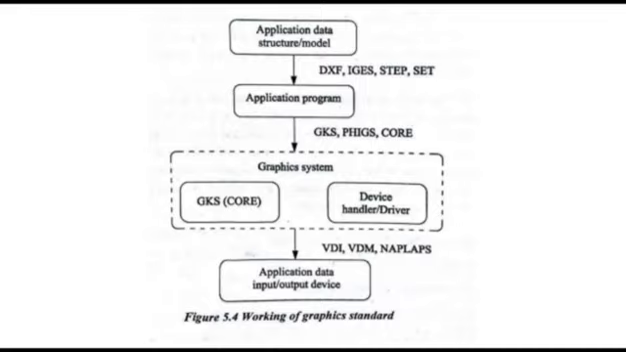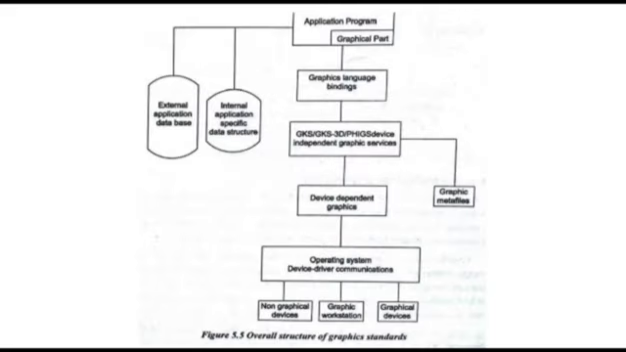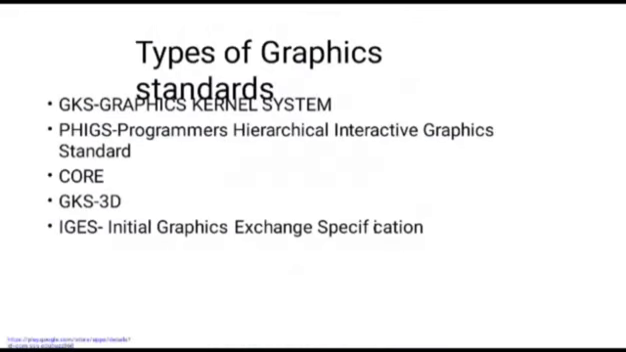The working of graphics data: the application data, then the application program, the graphic system, and application data input and output devices. The application program gives the internal and external databases. Next, the graphic language bindings and the graphic metafiles, device independent graphics and the non-graphical illustrations, devices, etc. This is the overall structure of graphics standards.